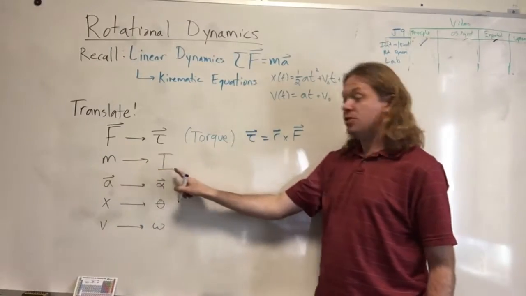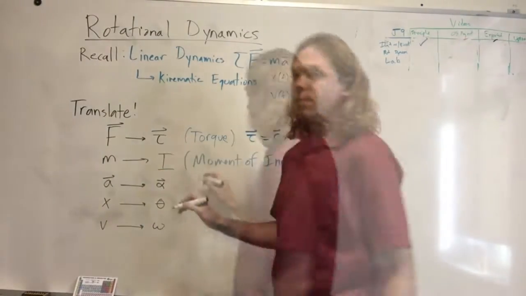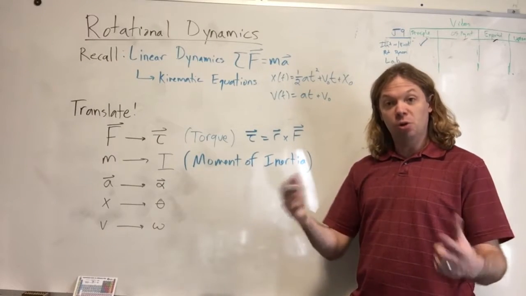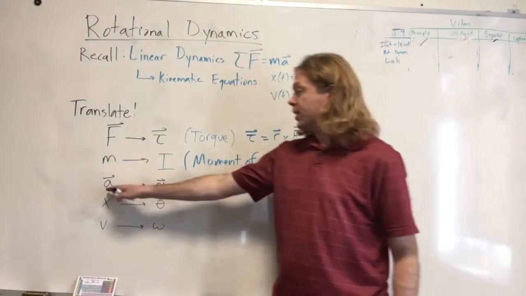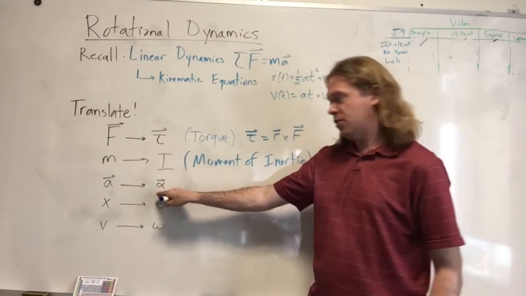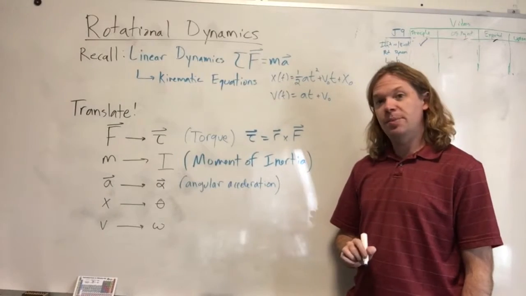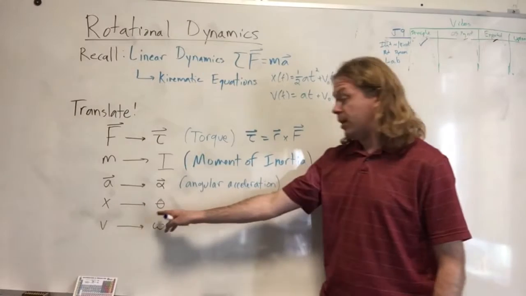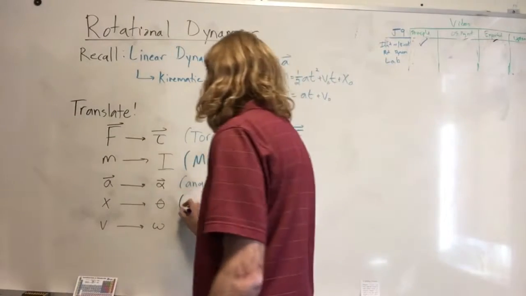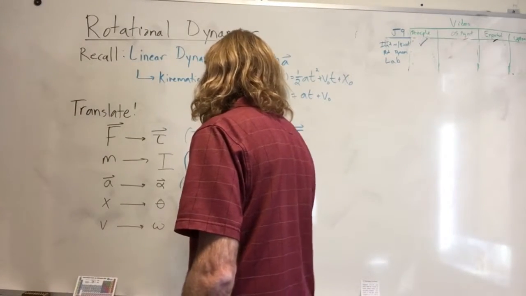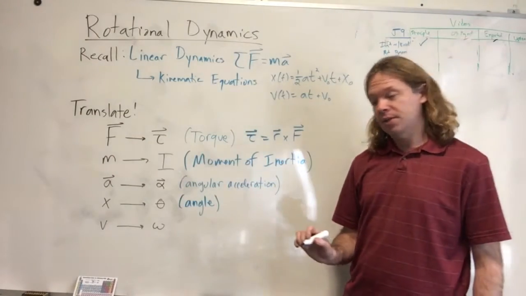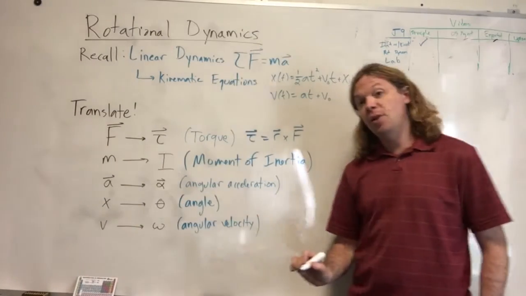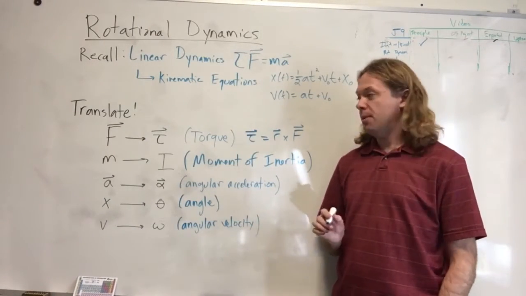We have mass turning into moment of inertia. Recall that the moment of inertia for an extended object is normally something that we can look up in a table somewhere. Our acceleration now becomes angular acceleration. The angular acceleration typically has units of radians per second squared. Our position now becomes simply angle. Typically that has units of radians. And our velocity becomes angular velocity. And as you know, that typically has units of radians per second.